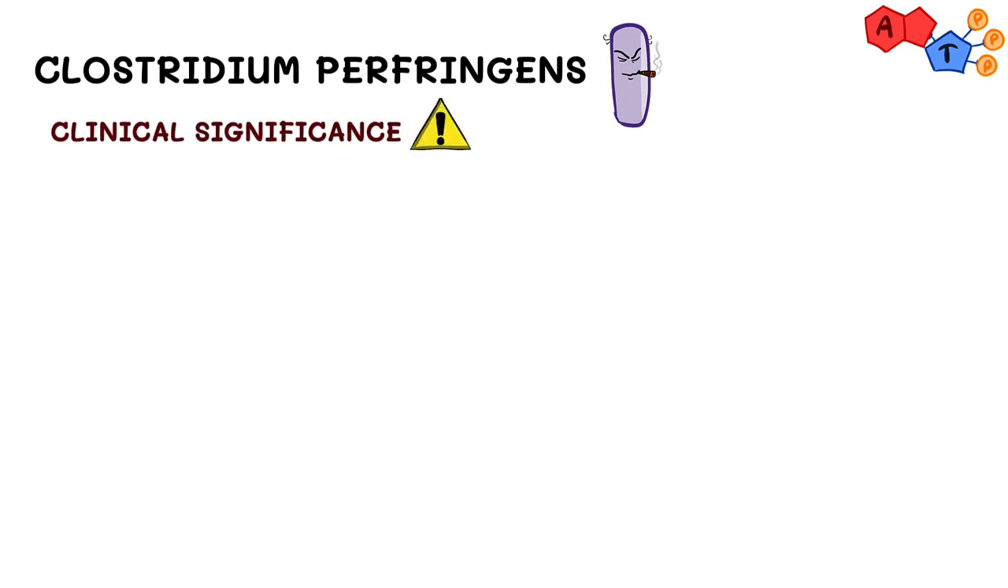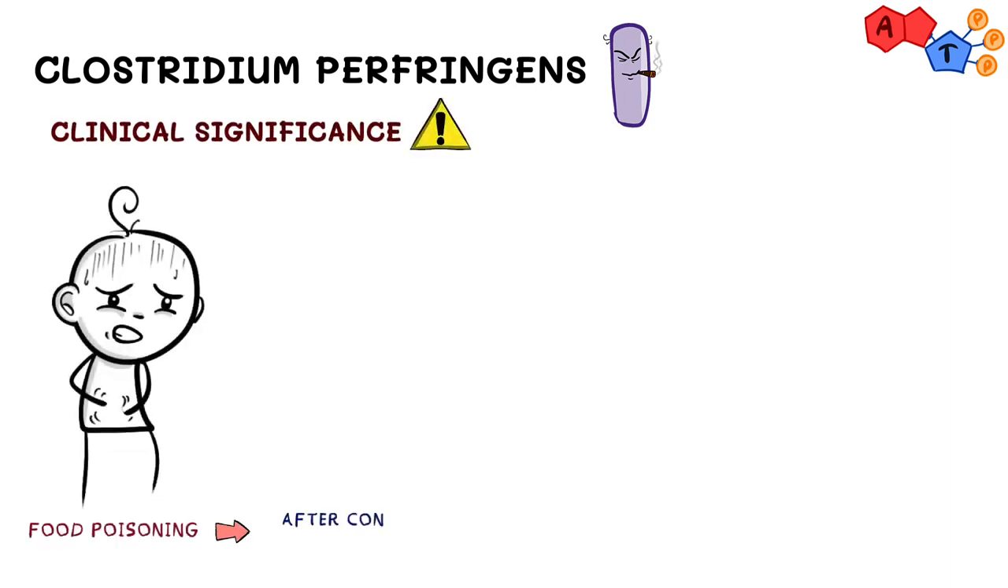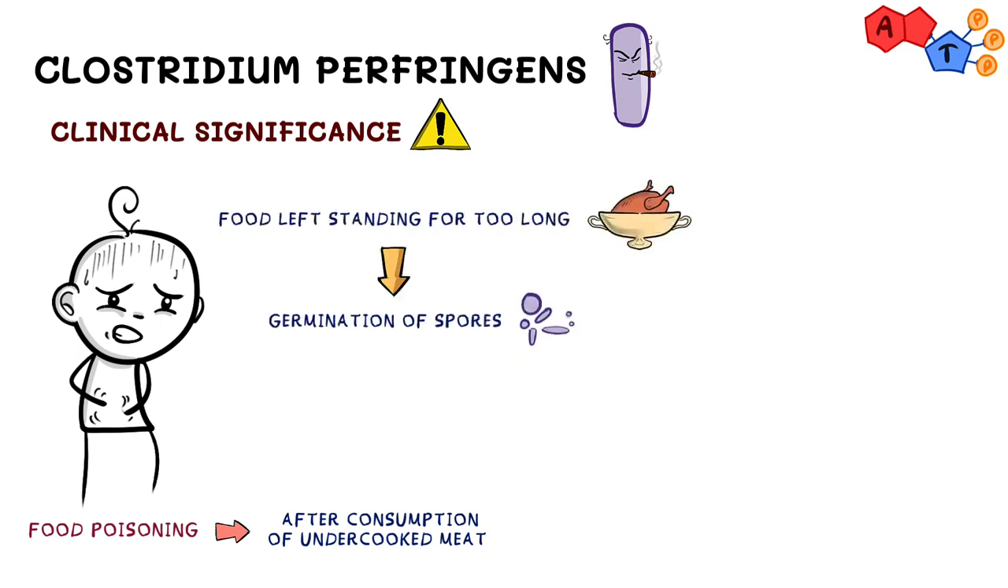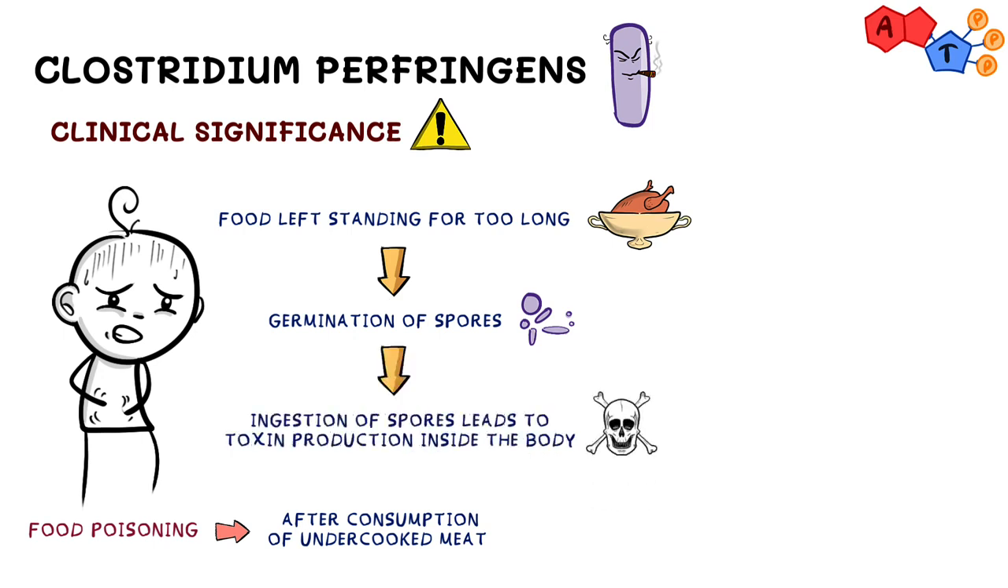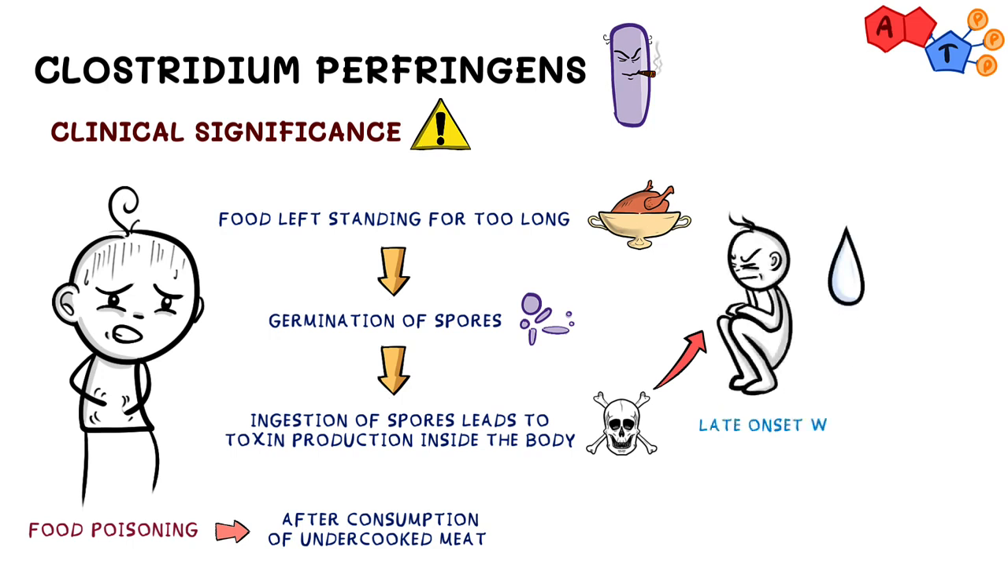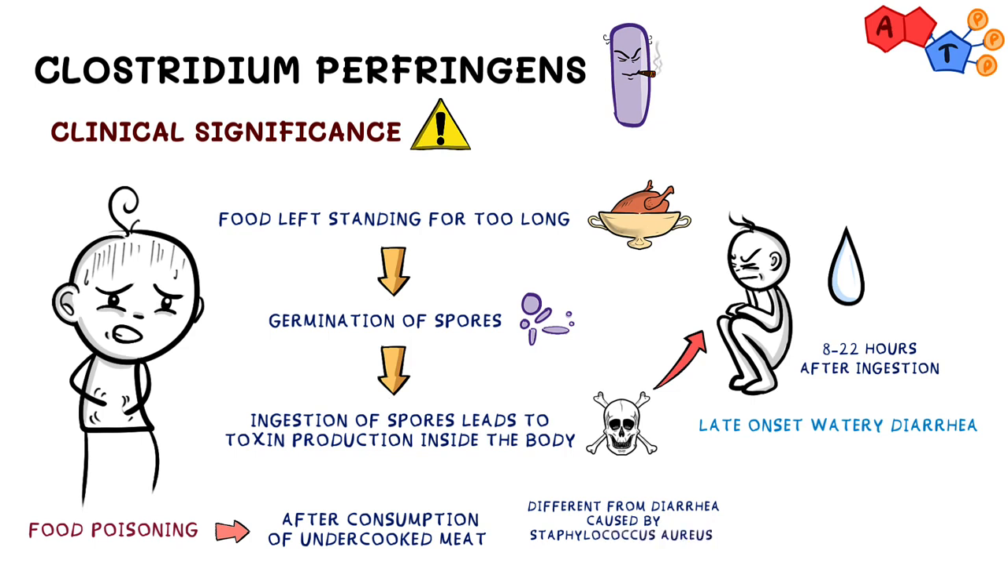Clostridium perfringens can cause food poisoning, especially after consumption of undercooked meat. Also, food that is left standing for too long allows spores to germinate. Ingestion of those spores will lead to toxin production inside the body. This will cause a late-onset watery diarrhea that happens usually 8 to 22 hours after ingestion. Keep in mind that it's different from diarrhea caused by Staph aureus or Bacillus cereus, which is caused by preformed toxins since they cause early-onset diarrhea.